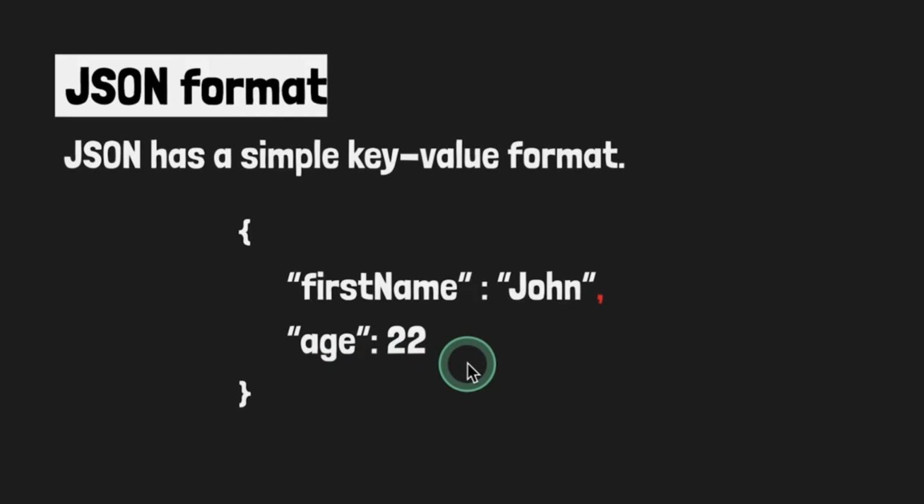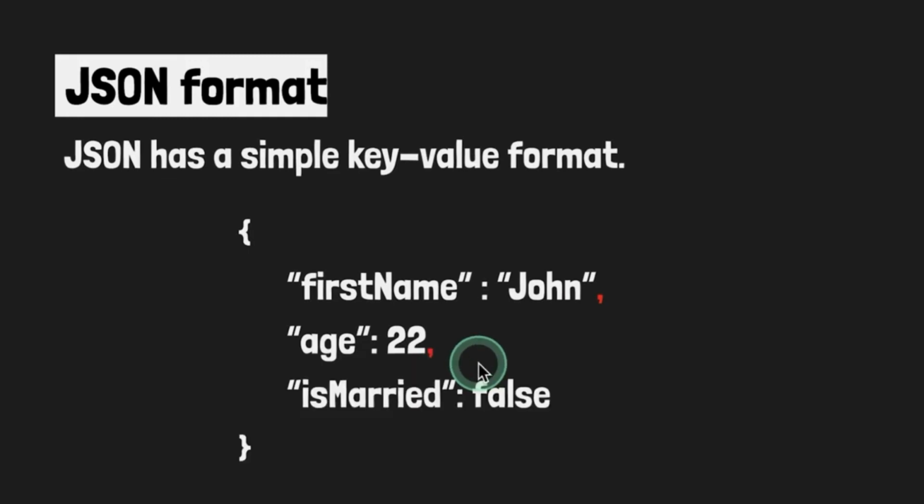Now, as you can notice, 22 is not between quotes. And the reason for that is 22 is a number. So that's quite an important difference. Now, John here, we call it a string. It's simply a text. But 22 has a significance. It is a number, and it can also be understood as a number.